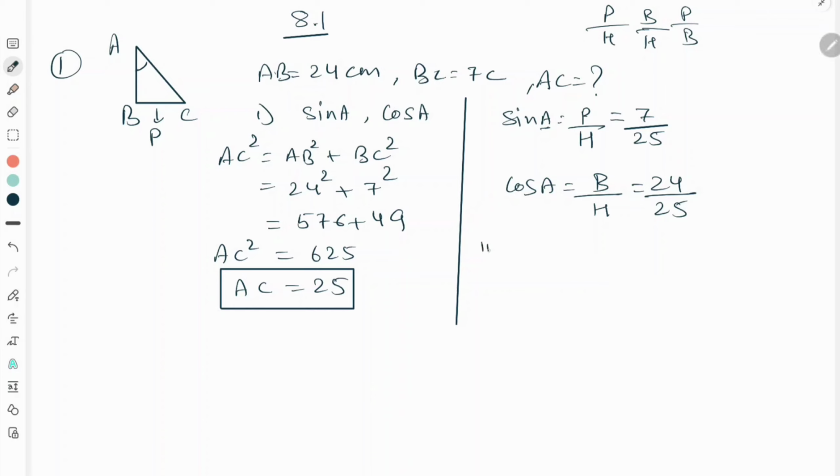In the second part, you have to find the value of sine C and cos C. We already have the values of all three sides. Now you have to take angle C instead of angle A.